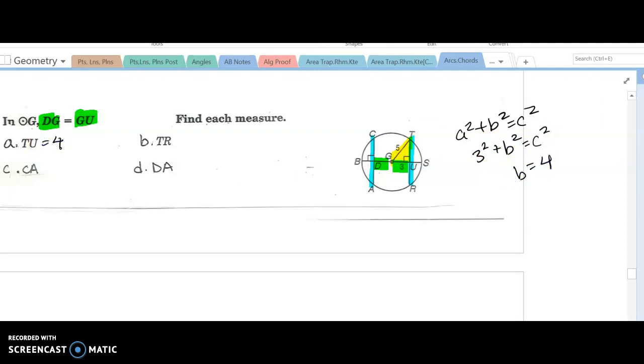And then TR, if this is 4, the whole thing will be 8. And then CA, this whole side will be 8. And then DA, from here to here, will be half of that 8, which is 4.